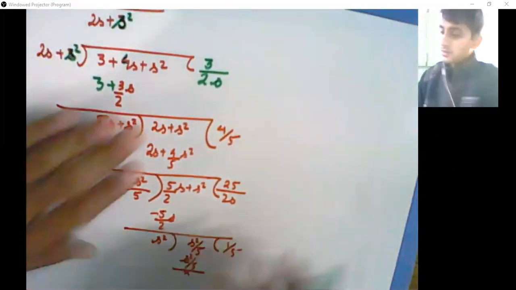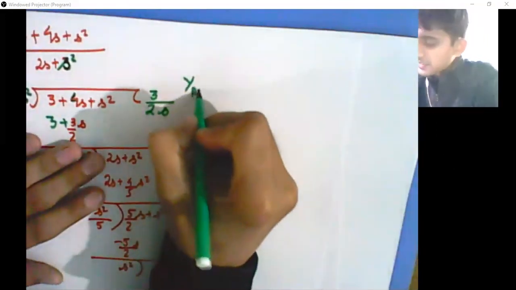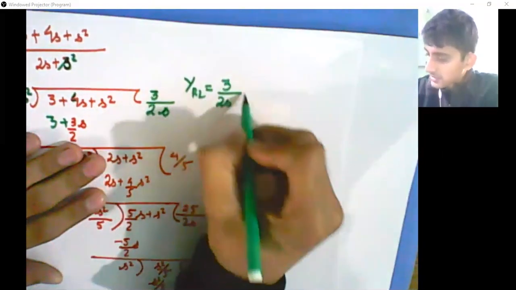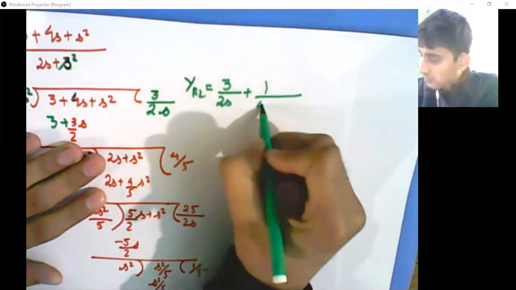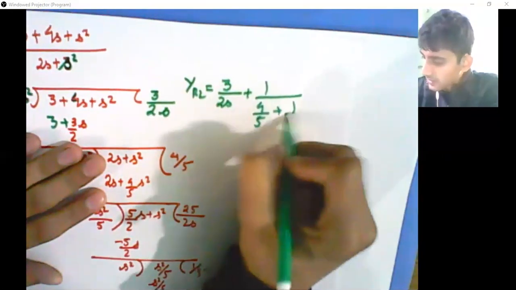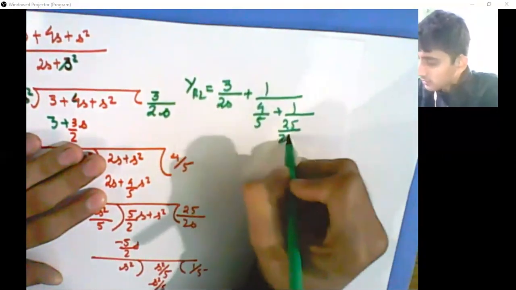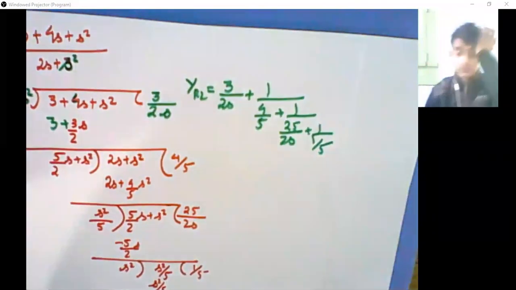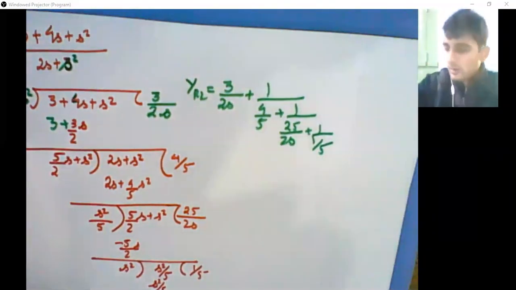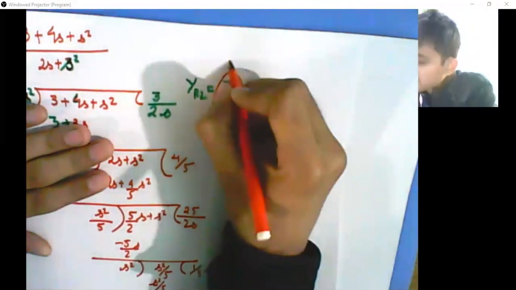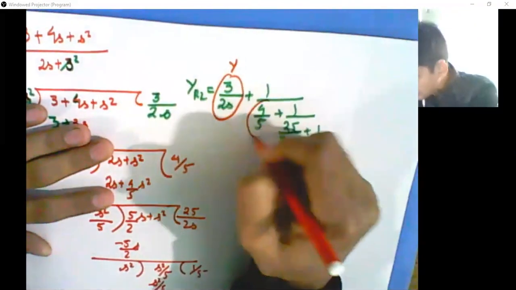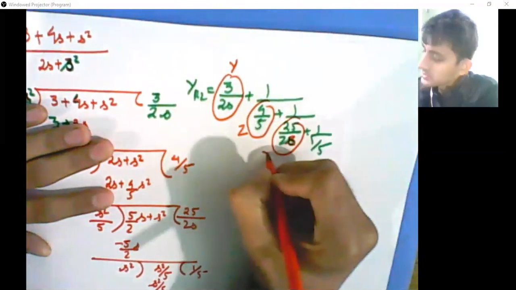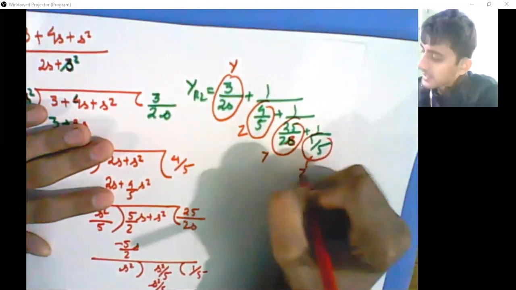Okay. So your YRL has been expanded in continued expression as 3 by 2S plus 1 upon 4 by 5 plus 1 upon 25 by 2S plus 1 upon 1 by 5. Okay. Now it is better to specify that this is some Y, this is some Z, this is 25 by 2S is again some Y, and 1 by 5 is again some Z.